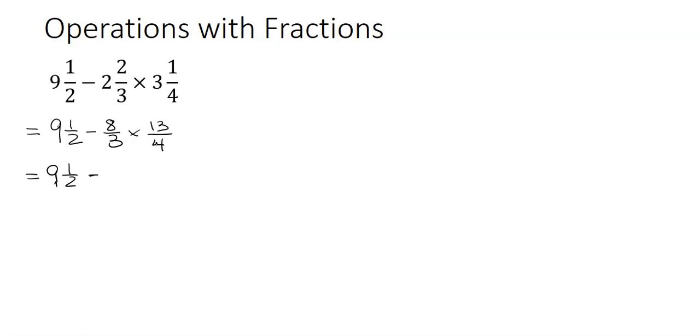8 and 4, greatest common factor there is 4. So we start off by factoring that out, and then we can multiply. 2 multiplied by 13 is 26, and 3 times 1 is 3. So now I have a mixed number subtracting an improper fraction. So what I'm going to do is just take this improper fraction on the right, and I'm going to convert that to a proper mixed fraction. That converts to 8 and 2/3.